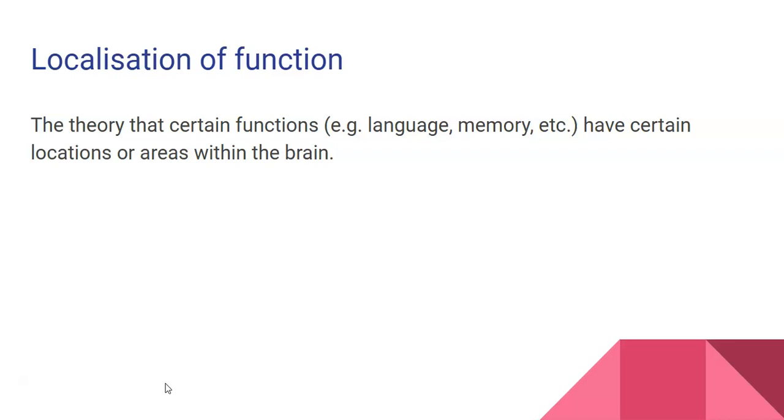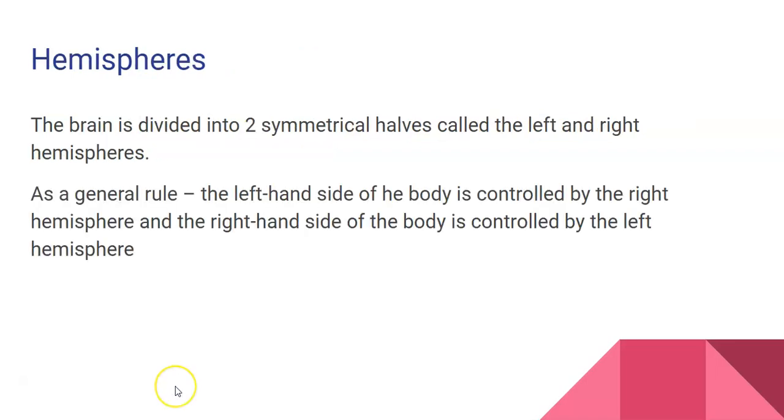Now the word localization of function just means that certain functions, such as language, memory, have certain areas or locations within our brain. Now you've got to think your brain's divided into two halves called hemispheres. We have a right hemisphere and the left hemisphere. And as a general rule, the left side of your body is controlled by the right side of your brain, and the right side of your body is controlled by your left hemisphere.